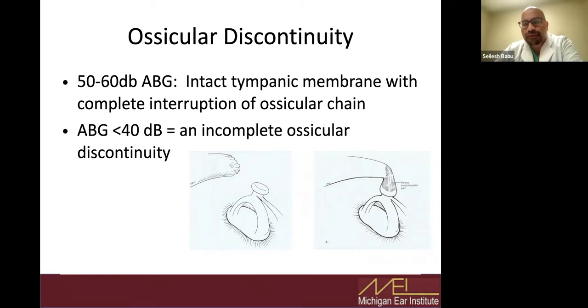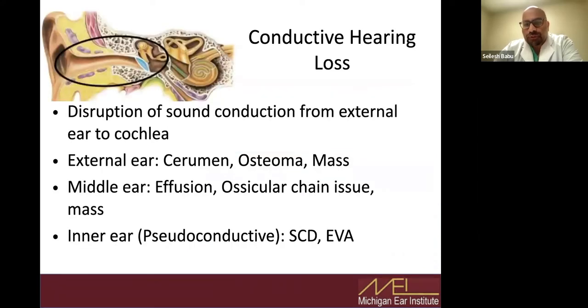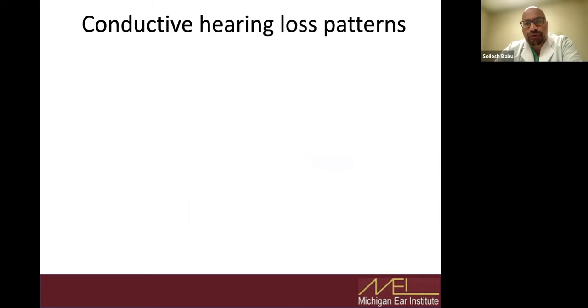So the talk today is going to be on conductive hearing loss, which of course implies the disruption of sound from the external ear to the cochlea. Numerous things can cause this problem, from external ear problems, middle ear problems, and inner ear problems. So we'll go through those with this talk.